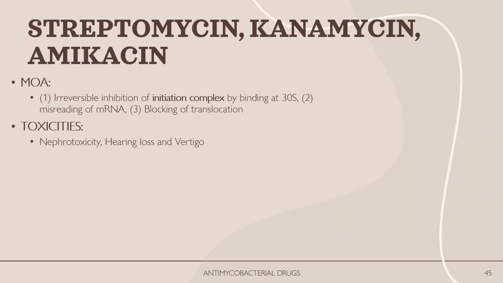Okay, now let's discuss your second-line drugs. So we have your aminoglycosides like your streptomycin, kanamycin, and amikacin. Na-discuss na natin to kanina. They block the formation of the initiation complex at the 30S ribosomal subunit. They can also cause misreading of mRNA and block translocation.